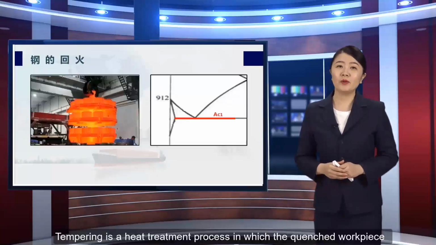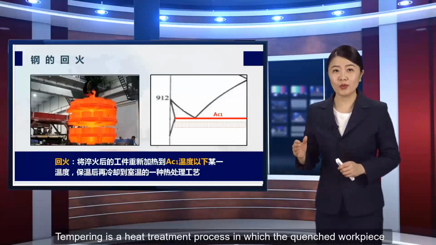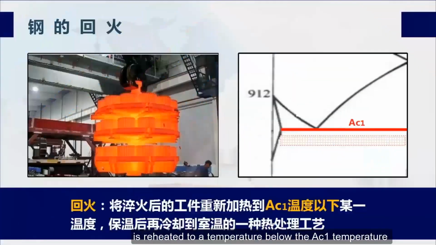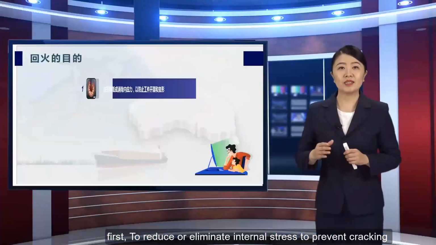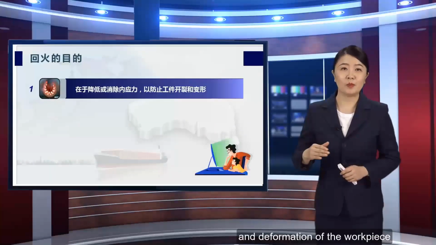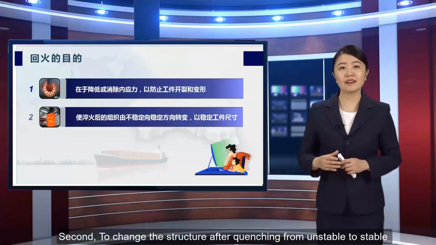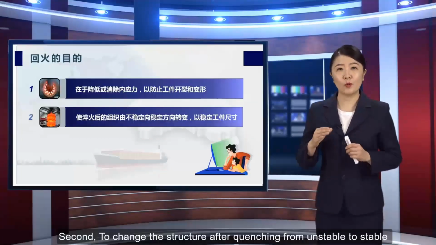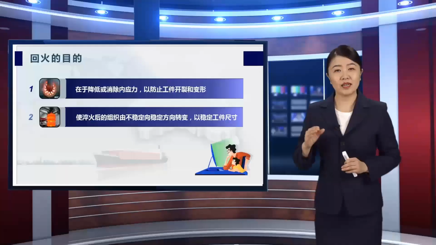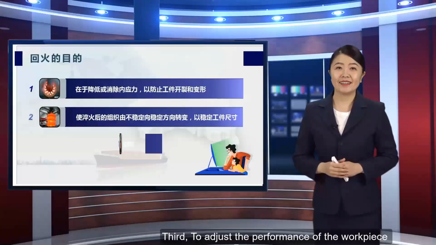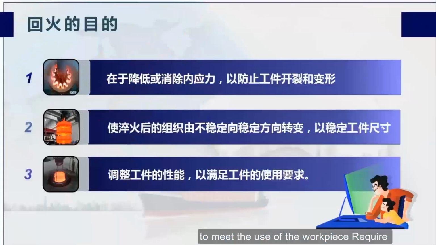Tempering is a heat treatment process in which the quenched workpiece is reheated to a temperature below the Ac1 temperature, and then cooled to room temperature after heat preservation. Purpose of tempering: first, to reduce or eliminate internal stress to prevent cracking and deformation of the workpiece. Second, to change the structure after quenching from unstable to stable to stabilize the size of the workpiece. Third, to adjust the performance of the workpiece to meet the requirements of use.